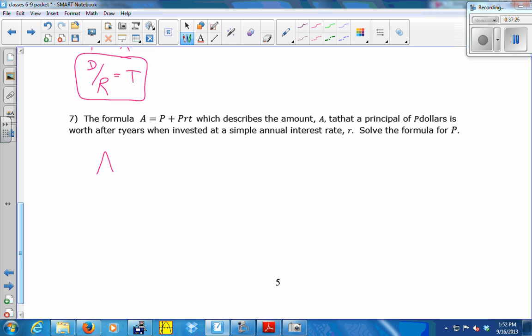So A equals P plus PRT. I want to solve for P, which means just get P alone, right? I want to get P alone on one side of the equation. So what do you think I should do? Minus PRT. Okay, so I have A minus PRT equals P.